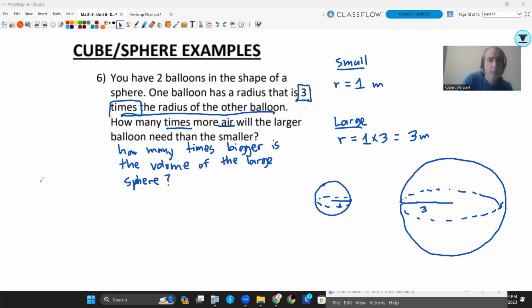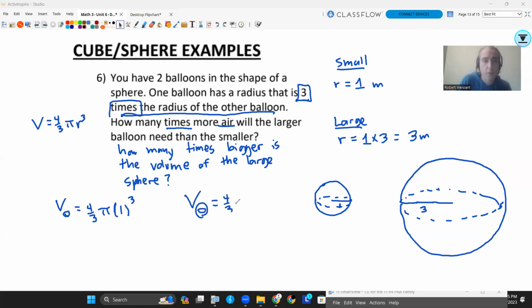Well, we could use the formulas. Let's take a look at the small one. So the volume of the small one is going to be 4/3. Remember, the formula is 4/3 pi r to the third power. So if I say 4/3 pi times 1 to the third power, that would be the volume of the small one. And the volume of the larger one is going to be 4/3 pi times 3 to the third power. Now, if you calculate both of those, you're going to get 2 separate volumes. You could divide them to figure out how many times bigger the larger one is than the smaller one.